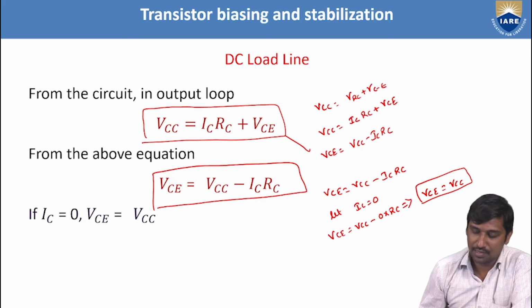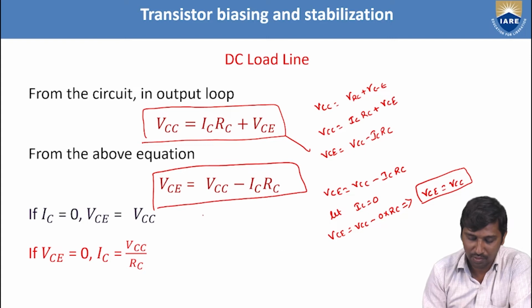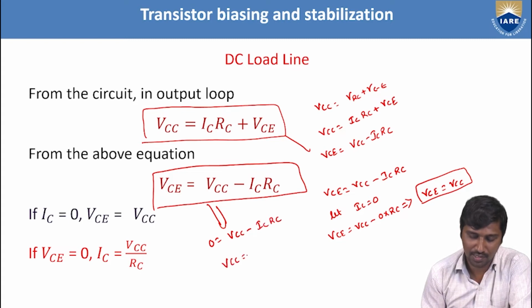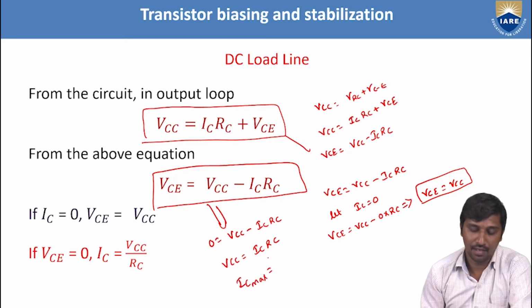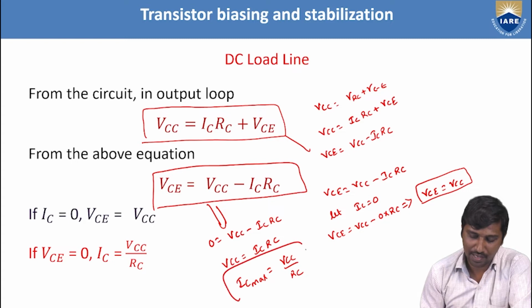Similarly, let us consider if the VCE is 0. In the given relation, if VCE is 0, that is 0 equals VCC minus IC times RC. Hence, VCC is equal to IC into RC. Then we need to find out what the maximum collector current is when VCE is 0. Hence, IC maximum is represented as VCC by RC.